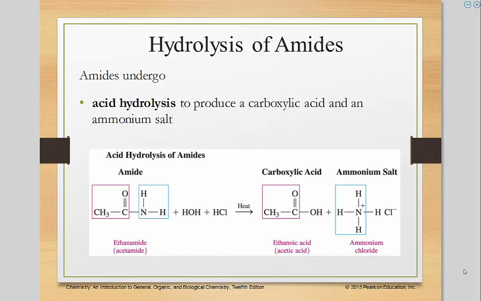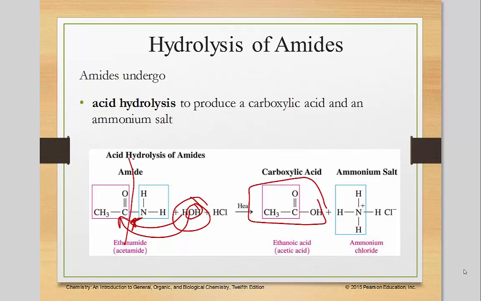Acid hydrolysis produces carboxylic acids and ammonium salts. So that actually breaks up that carbon-nitrogen bond. That HOH then gets attached to the different portions. So the OH portion reforms that carboxylic acid. That H is how you get the ammonium salt. And then that chlorine there.